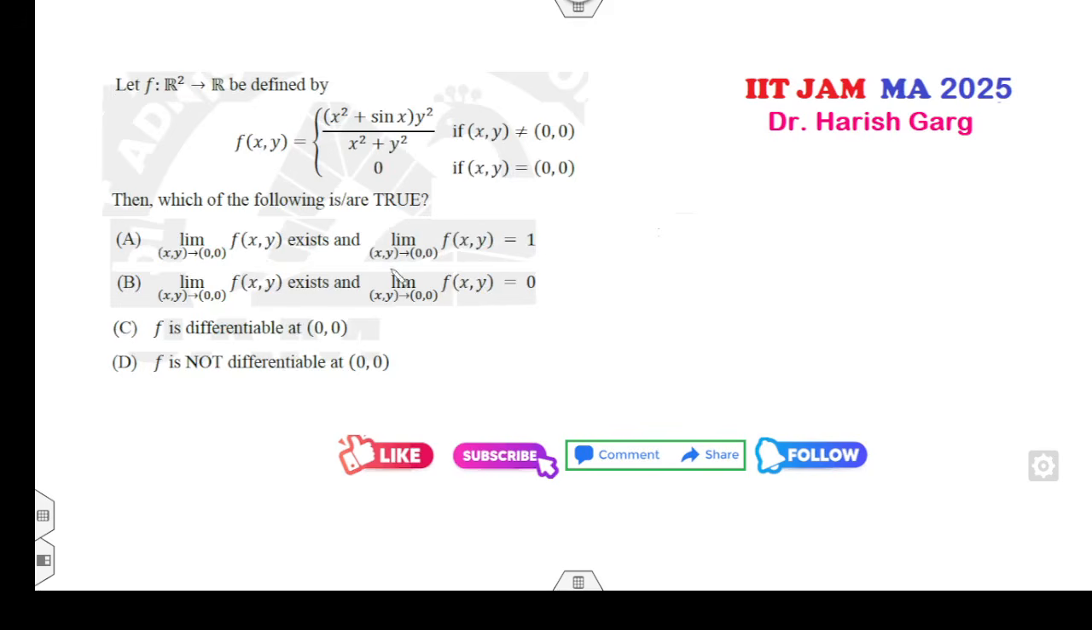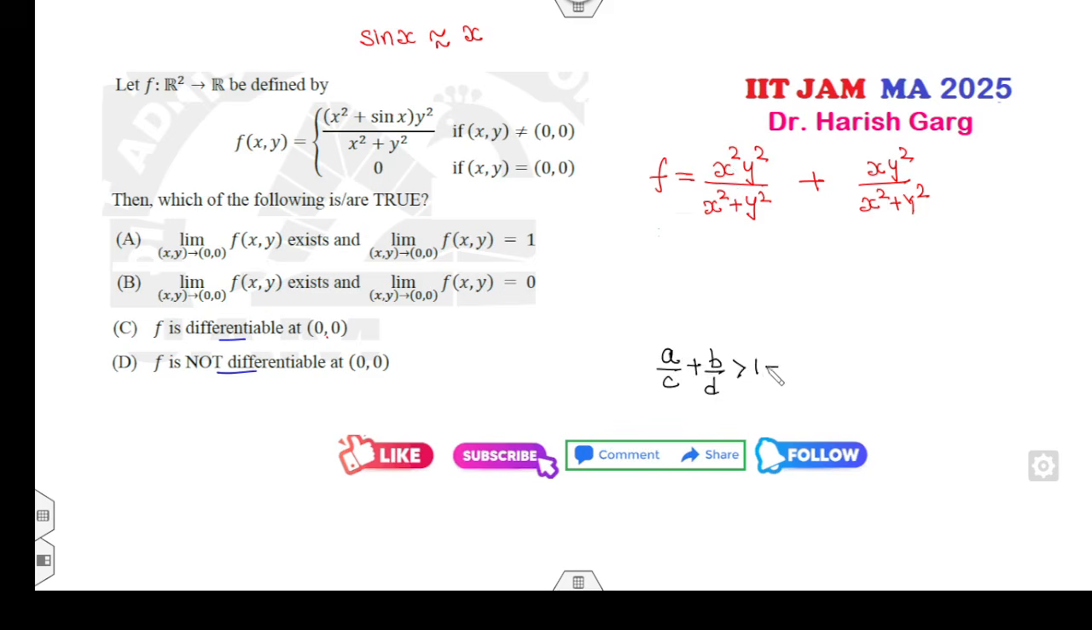Okay, look at that. Again, your target is to check the zeros at the point x0. sin x I can replace with x. So your function will be x square y square divided by x square plus y square plus x y square divided by x square plus y square. Fine. So firstly we will see whether the function is differentiable or not. So you apply this rule here, a over c plus b over d must be greater than, fine, for differentiability.